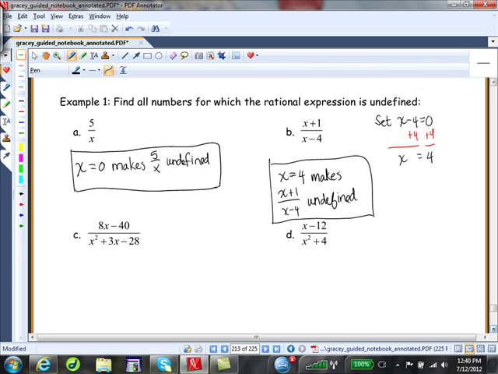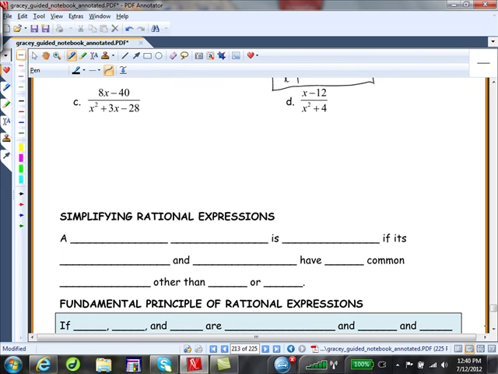All right. Now, why don't you go ahead and pause the movie and try C and D. See how you do. All right. Let's see how you did. We have now the denominator is, so for this one we will set x squared plus 3x minus 28 equal to 0.